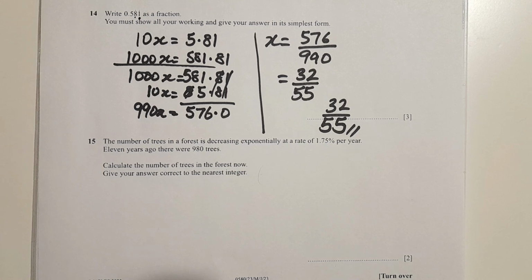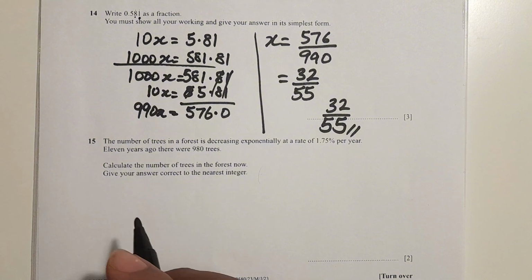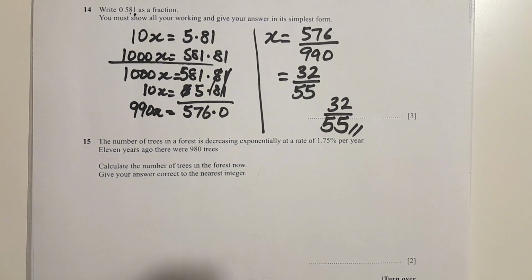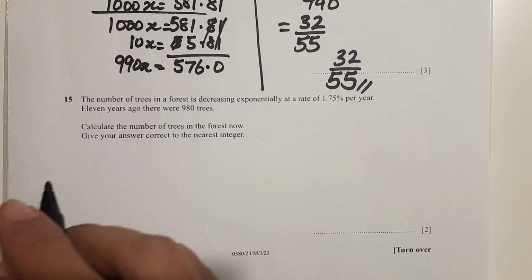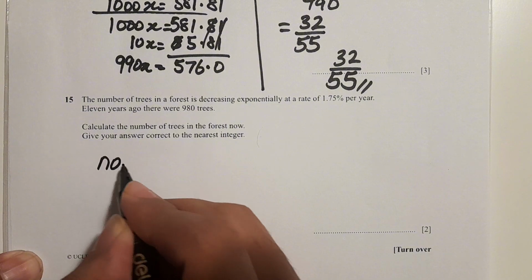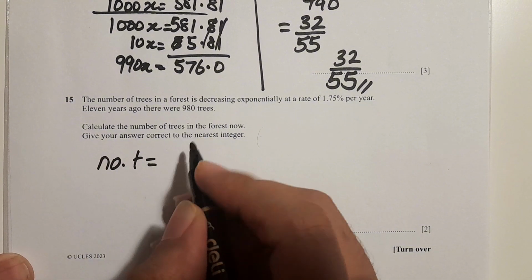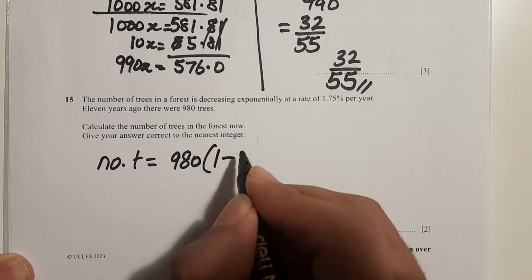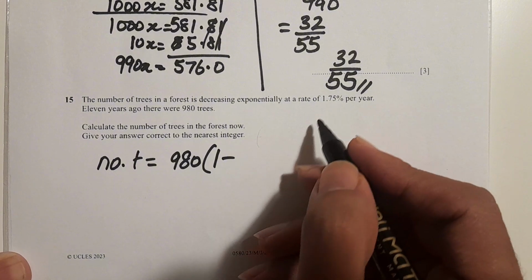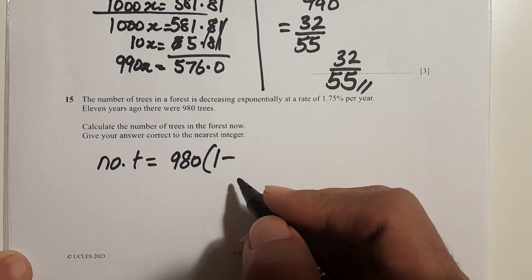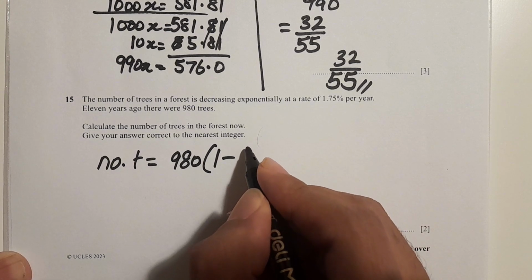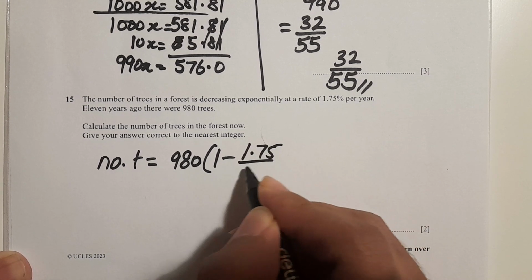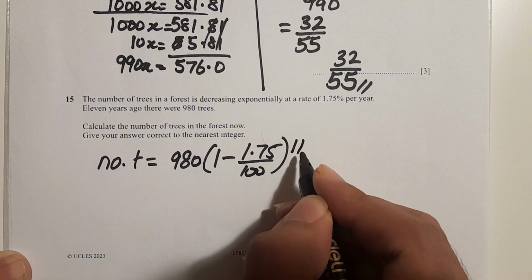So the number of trees in the forest is decreasing 1.75% per year. So we will use the rate formula, if we just zoom in. The number of trees is equal to the starting number of trees, which is 980, multiplied by 1 minus the rate. So 1.75 is reducing every year, so the remaining value will be 98.25, so 1.75 divided by 100, to the power of 11 years.